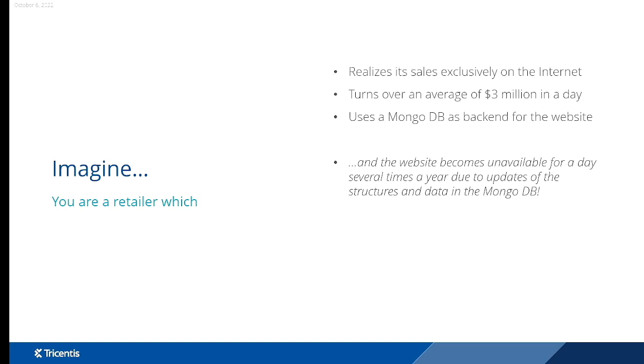The website becomes unavailable for a couple of hours a day, several times a year, because something in the Mongo database went south, did not work as expected. Now again, do the math: a couple of hours per day, a couple of times per year, maybe $500,000 loss in revenue. You can do the math and see the impact.